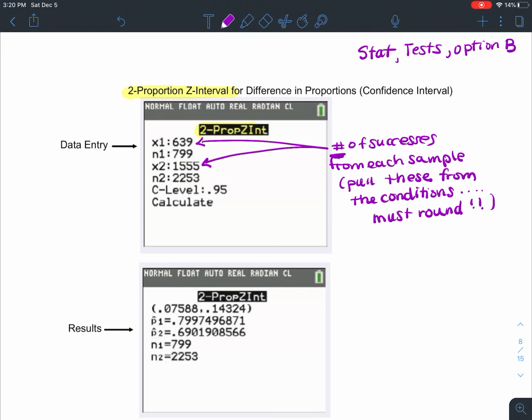But here's the key, and I want you to make sure that you underline, circle, or highlight this. When it comes to putting it into the calculator, you must round the number. So do you see here, I have typed in 639. Of course, N1 is the sample size of the teens, 799. And then for the adults, the number of successes would be 1,555, and this is my sample size.